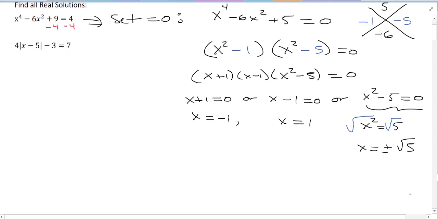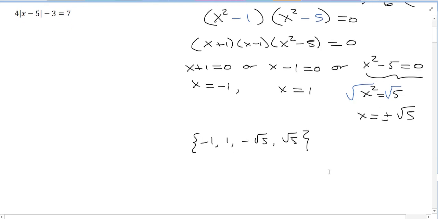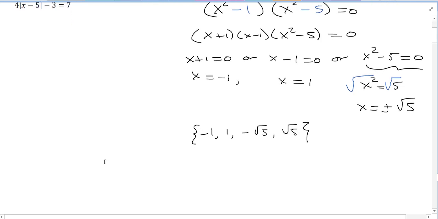So what are our final answers? We can say negative 1, 1, negative root 5, and root 5. I know we always say write things from smallest to largest. If you want to write them in order, you can write the smallest one first. So which one is the smallest? Negative 1 or negative root 5? Well, negative square root of 4 will be negative 2, right? So then negative root 5 is the smallest, then negative 1, then 1, then the square root of 5.